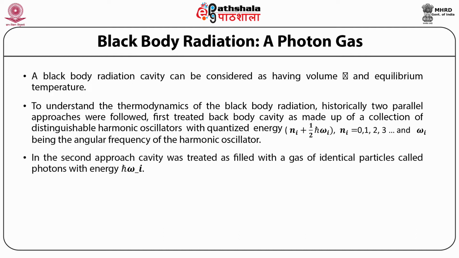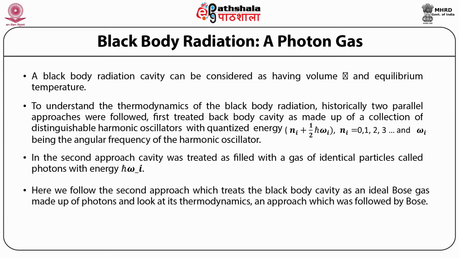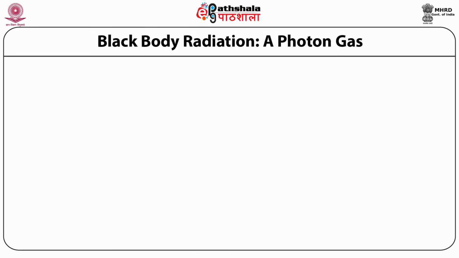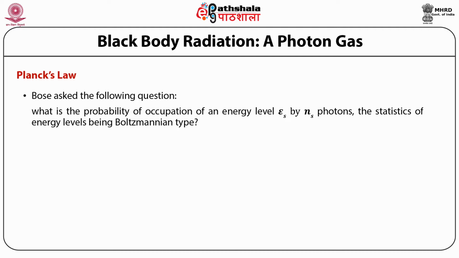In the second approach, the cavity was treated as filled with a gas of identical particles called photons with energy h bar omega_i. Here we follow the second approach, which treats the blackbody cavity as an ideal Bose gas made up of photons and look at its thermodynamics, an approach which was followed by Bose. So let's see whether we can derive Planck's law with this approach. In fact, Bose asked the following question: what is the probability of occupation of an energy level epsilon_s by n_s photons, the statistics of energy levels being Boltzmannian type?